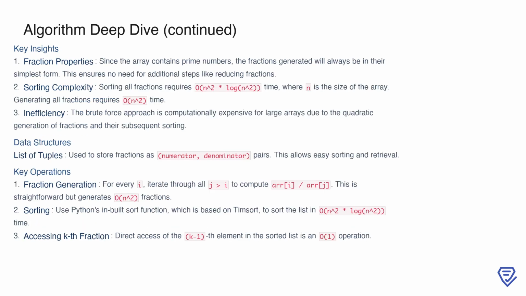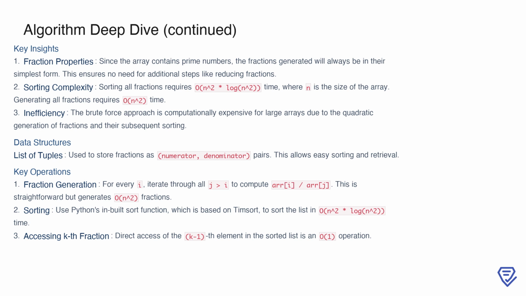Now let's analyze the brute force solution further. One key insight is that because the array consists of prime numbers, each generated fraction is automatically in its simplest form. This eliminates the need for additional steps like reducing fractions. However, sorting all the generated fractions is computationally expensive. Specifically, generating the fractions involves n² time complexity since we compute all possible pairs of i and j. Sorting these fractions, given their count of n², requires n² log n² time. Combined, this makes the brute force approach inefficient for large arrays.